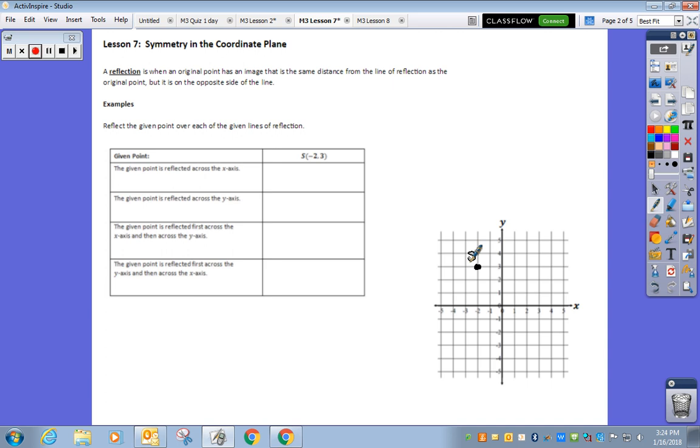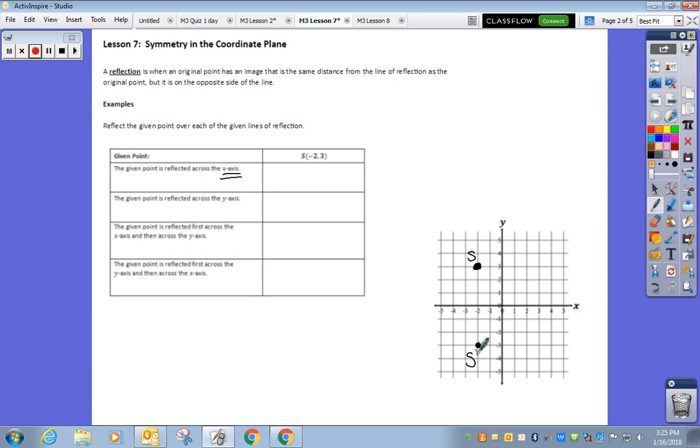It's asking us first to take that given point and reflect it across the x-axis. So here is my x-axis, and what it means to reflect over it, as it said in the definition, is that it should be on the opposite side of the line of reflection, the same distance away. Point S from the x-axis is 1, 2, 3 units away. So to reflect it, I make point S's reflection on the other side of the x-axis on the same line, 3 units away. So 1, 2, 3.